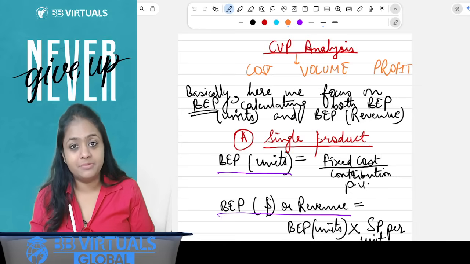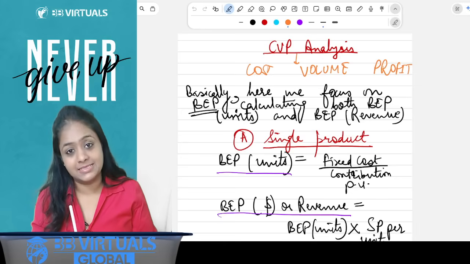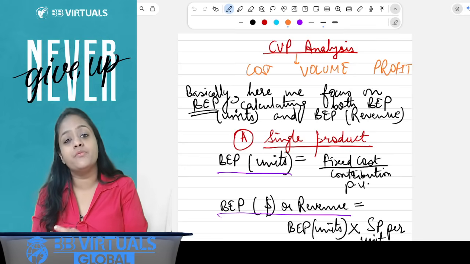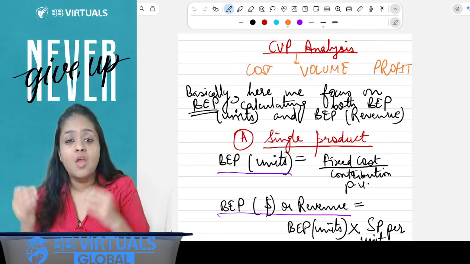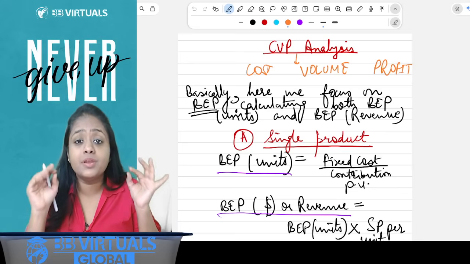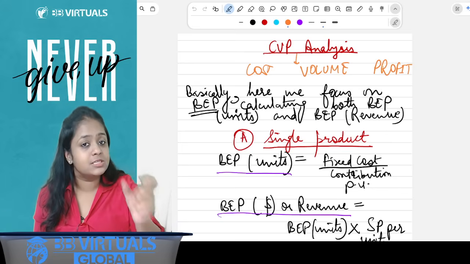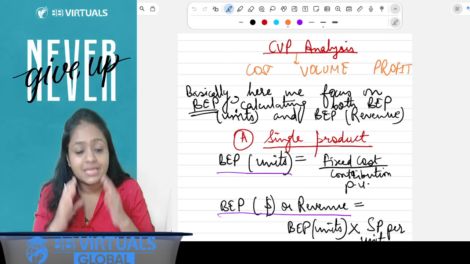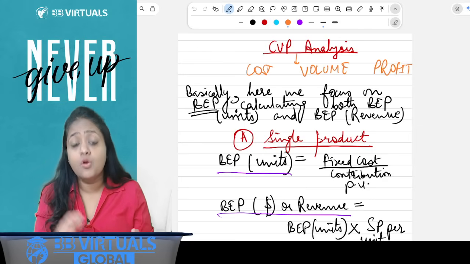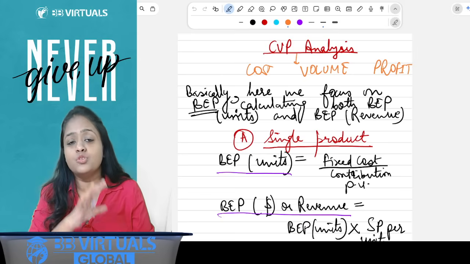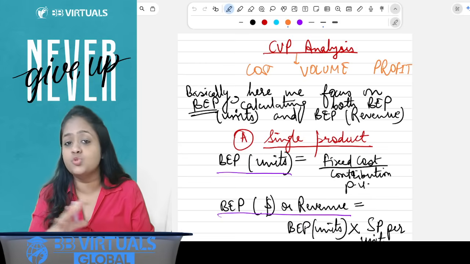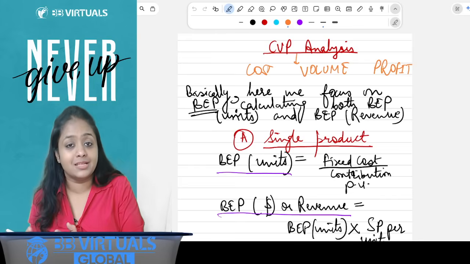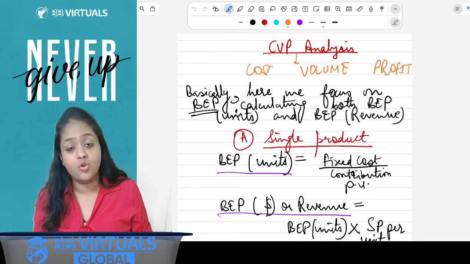The next topic that I'm taking up is CVP analysis, that is cost volume profit analysis. In this topic, we typically talk about break-even point. What is break-even point? Remember it always for all the formulas. This is very important to understand. Break-even point is the level of units, level of revenue where there is no loss, no profit. That simply means that your cost is equal to your sales. So there is no profit, no loss.